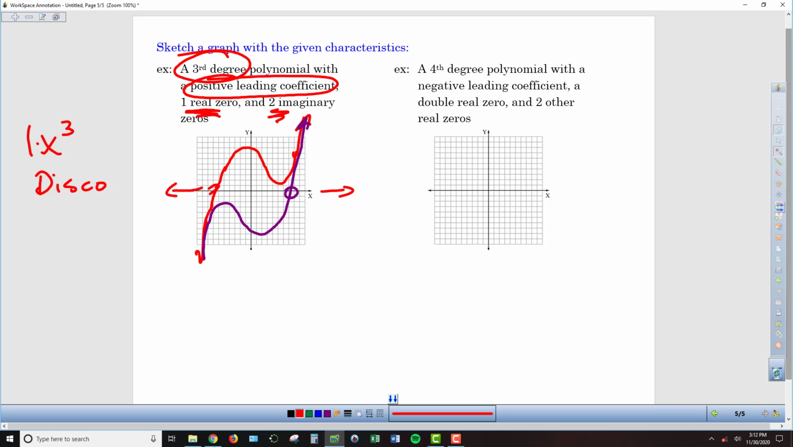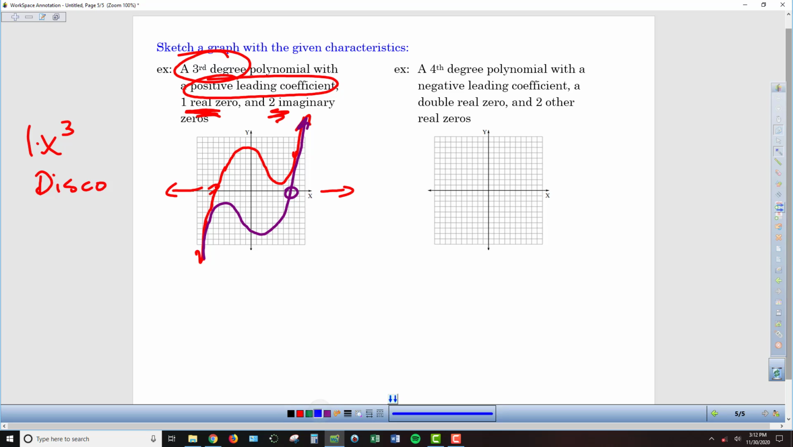3rd degree, meaning it's disco, positive leading coefficient, means it's going up on the right and down on the left, and then 1 real zero, meaning it only crosses through the x-axis one time, but it must have a second change of direction somewhere to account for those two imaginary zeros.